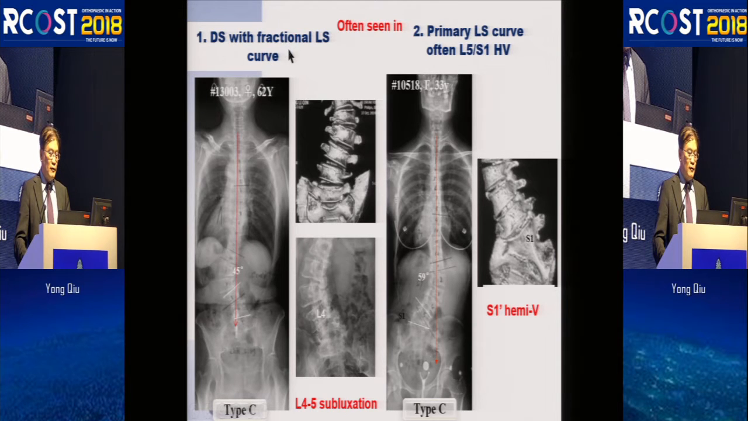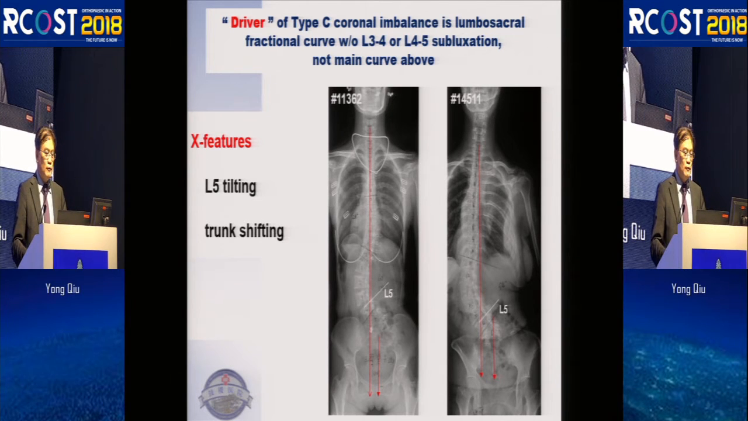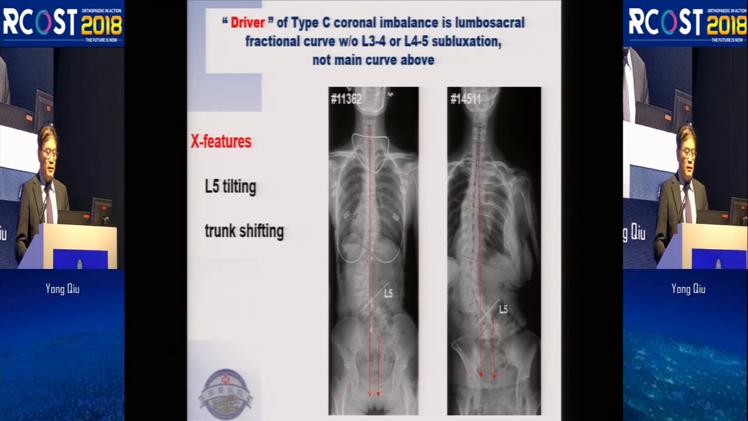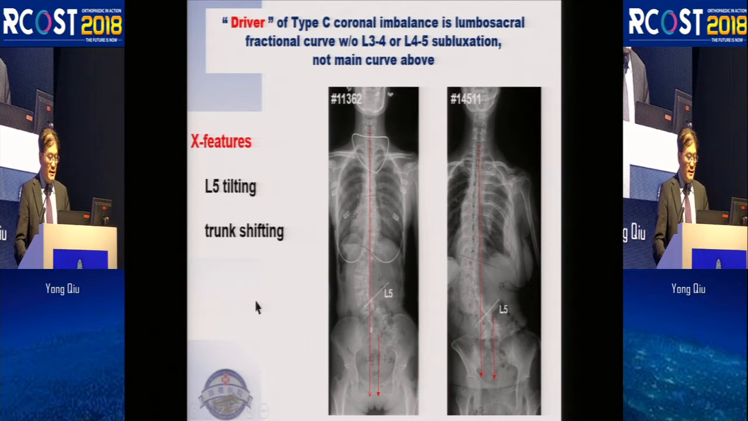So degenerative scoliosis with a fractional lumbar sacral curve, very rigid. And the second situation is a primary lumbar sacral curve, often seen in congenital scoliosis, particularly in L5-S1 hemivertebrae, like in this patient. This patient is type C, and the patient has S1 hemivertebrae. So these are 2 situations. What's important is to find the driver of this type C coronal imbalance. The radiographic feature of type C is L5 tilting and the trunk shifting to the convex side in a very rigid lumbar sacral curve.